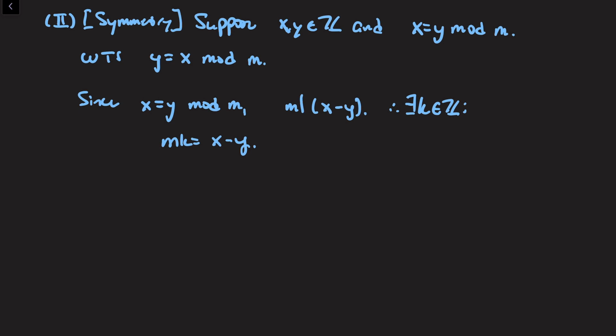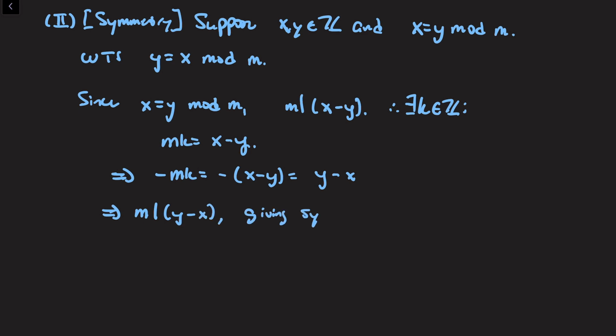So mk equals x minus y. But what does this mean? Well, multiply both sides by -1, and we get that this is y minus x. So indeed, what we've shown is that m divides y minus x, giving symmetry. Finally, let's talk about transitivity.